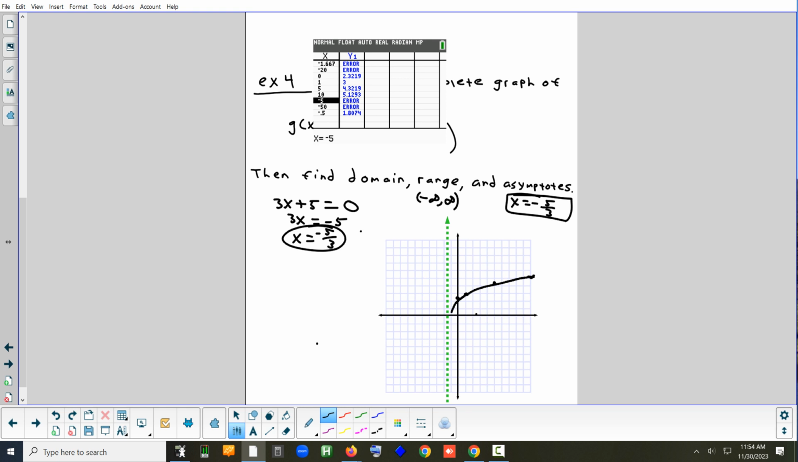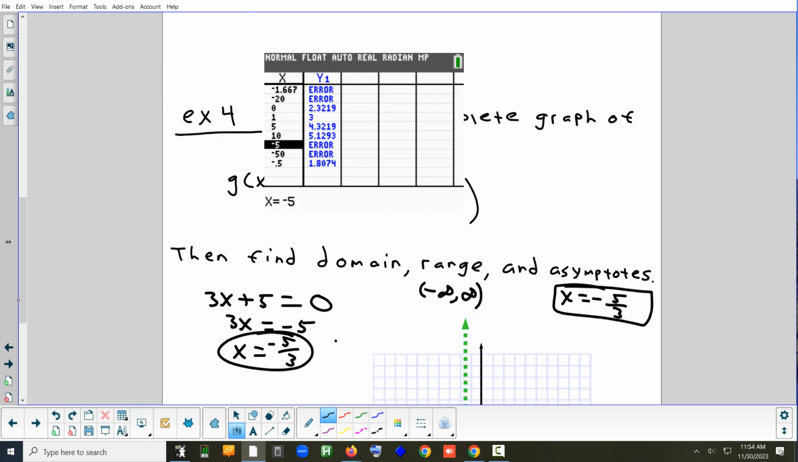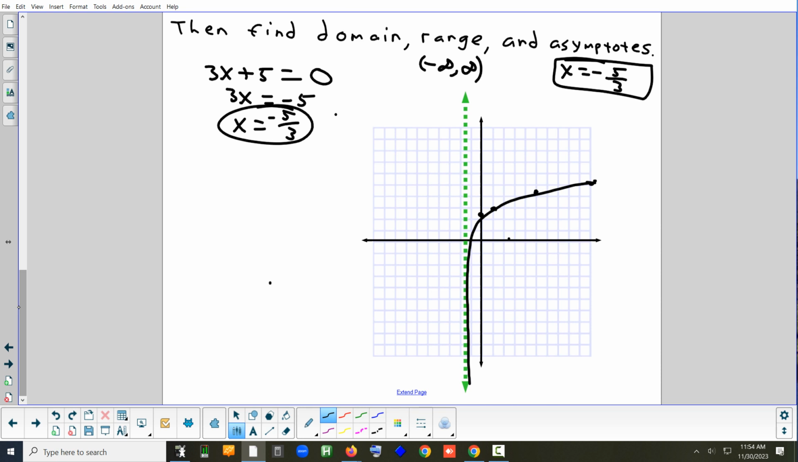Getting closer and closer. And that's your sketch. Question on the sketch? And again, the domain is every number greater than -5/3. You could also write x is greater than -5/3.